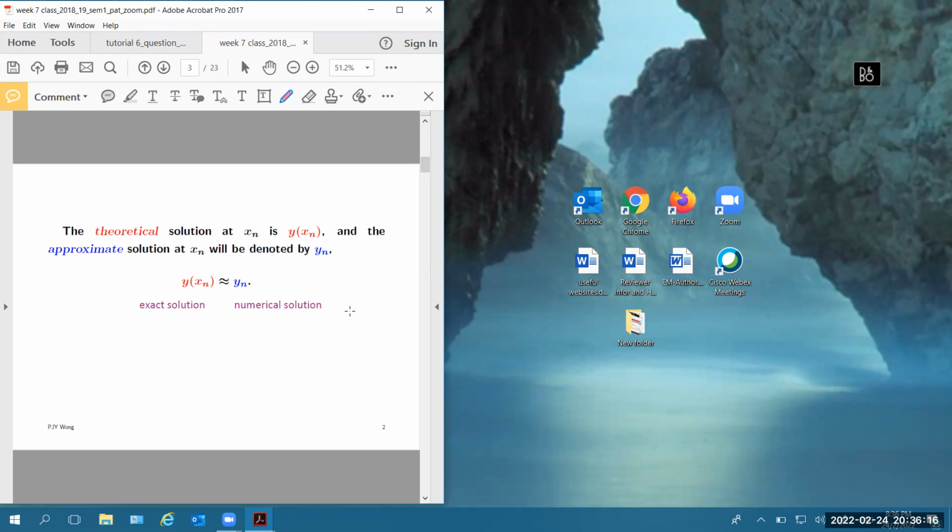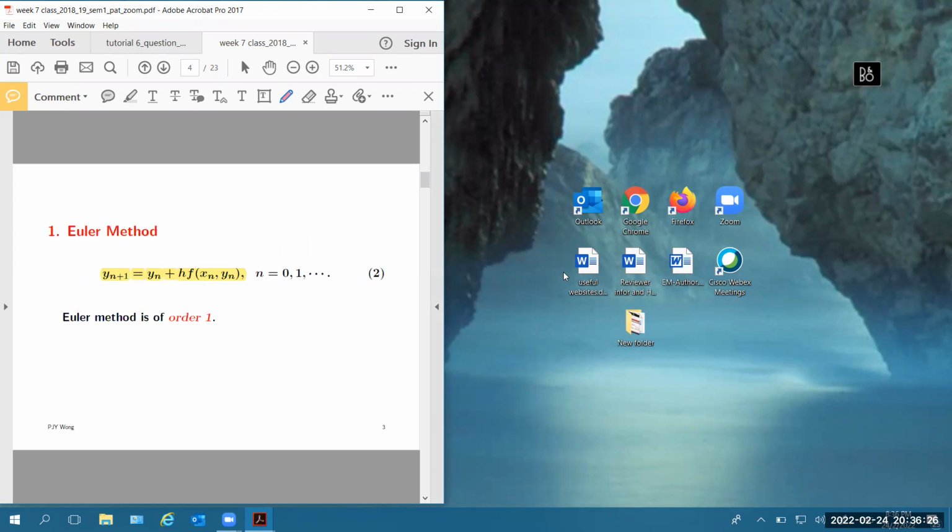Now we go and look at how we get all these yn, the value of y at xn. There are three methods that we learn. The first one is called the Euler method. This is the expression of the method. This is a formula. This formula also appears in our exam appendix, so you do not need to memorize it.